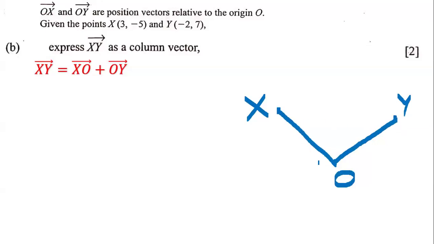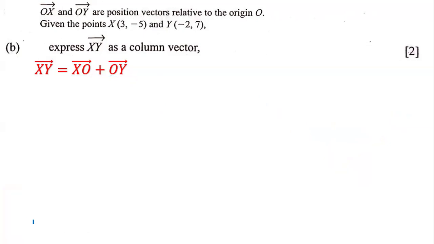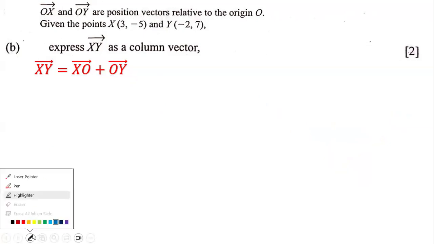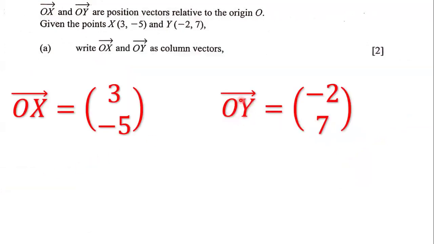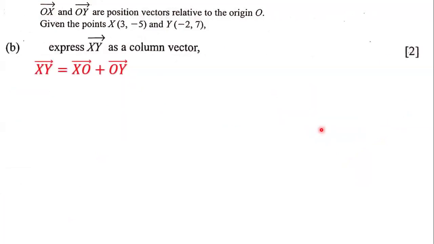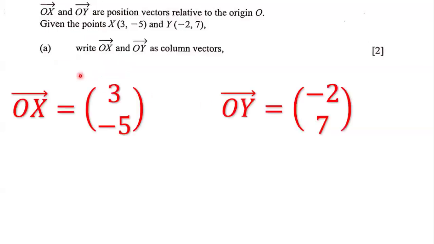So we go from X to O, that's what we have here, and then we go from O to Y, which is here. That's the way you can think about it. So what do we know? Based on our previous question, we know explicitly what OY is: OY is (-2, 7). But the problem is we don't know what XO is. What we do know is OX, but not XO.